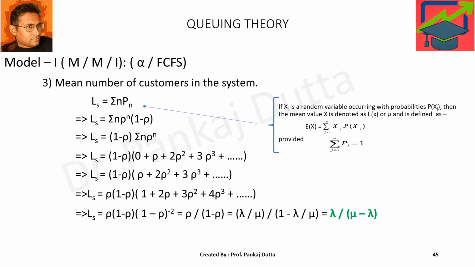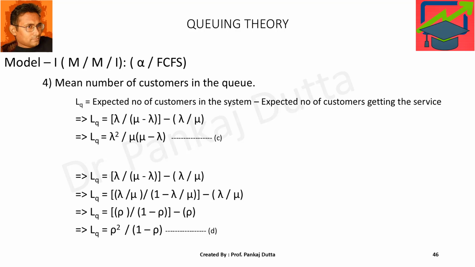Here we are finding the mean number of customers in the system. The starting point is the concept of expected value of a probability distribution. After doing some manipulation, the final expression is shown in green. In this slide, we are finding an expression for the mean number of customers. Both expressions C and D can be used to determine the mean number of customers.